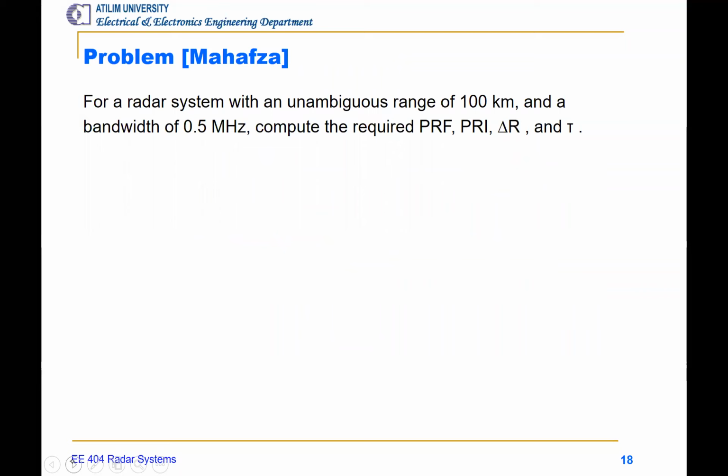Here's a problem from the reference book, Mahafza. We are given an ambiguous range and bandwidth, which is 1 over tau, as you may know. PRF, PRI, delta R, here, then it requires range resolution, you see. Right? And tau, the pulse width. Okay? I'm sure that you can easily solve it.